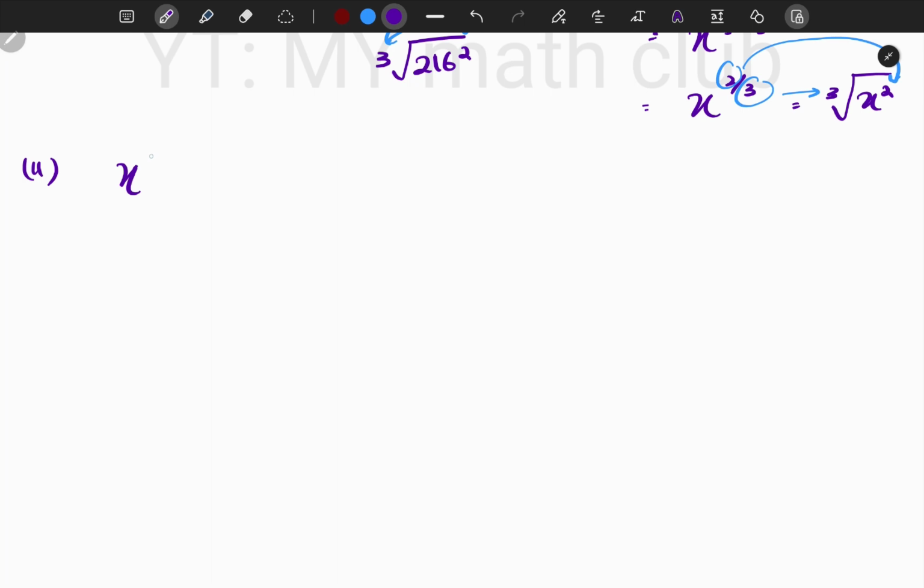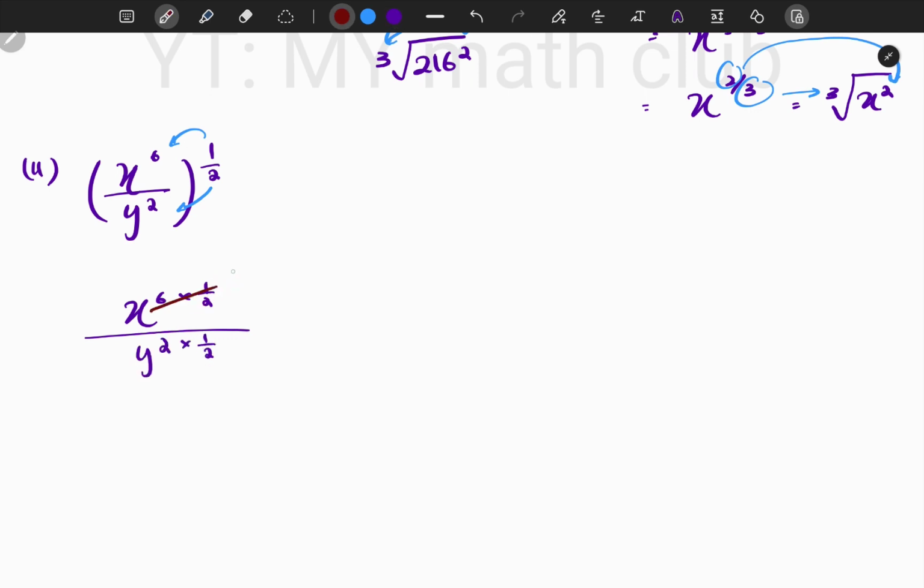Question U. x to the power of 6 divided by y squared, in brackets, raised to the power of half. If you normally see bracket questions like this, your best option is to try to get rid of the brackets. How are we going to get rid of the brackets? We can just distribute the power of half into the brackets first. So we have x to the power of 6 times half over y to the power of 2 times half. After you've multiplied everything and simplified the fractions, you will get x cubed divided by y.